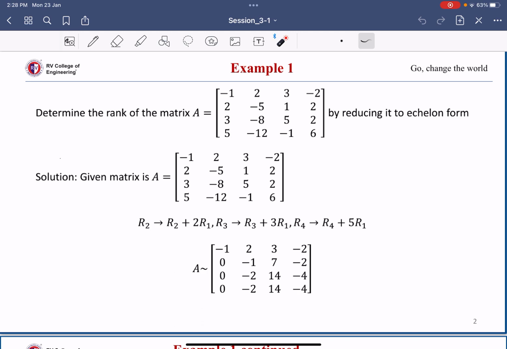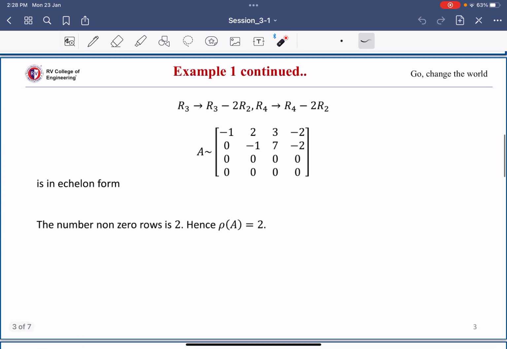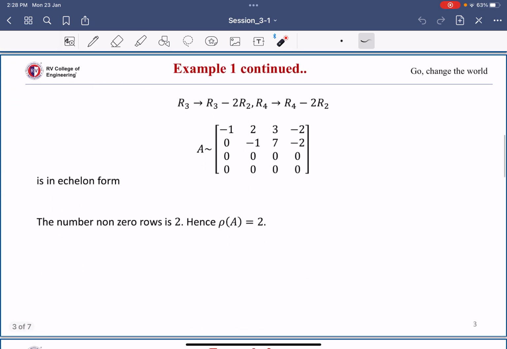So I can apply the transformations R3 transforming to R3 minus 2 times R2, and the other transformation would be R4 transforming to R4 minus 2 times R2. When I apply this transformation, I get this matrix where I have 2 zero rows at the bottom. So always the zero rows must be placed at the bottom, below the non-zero rows.